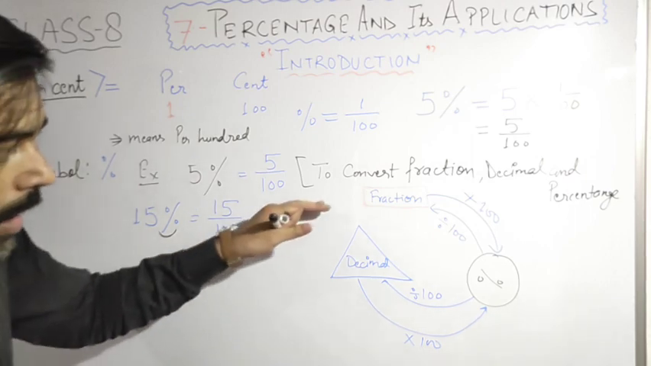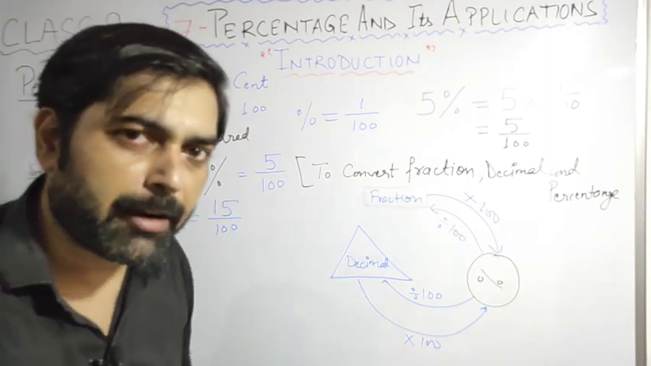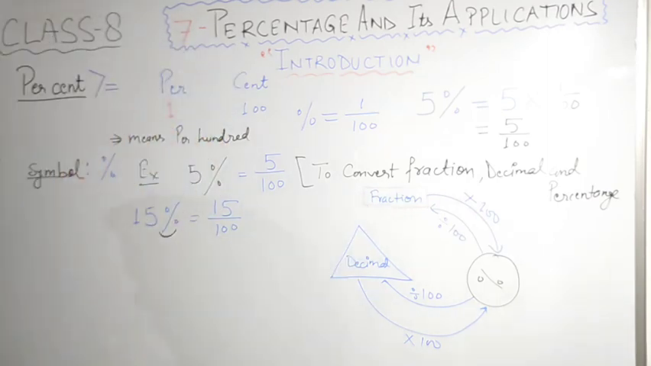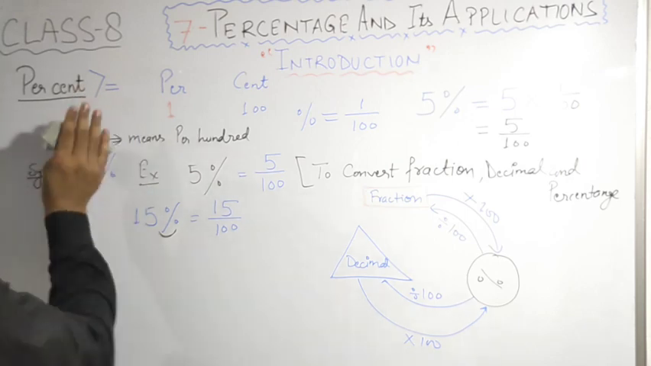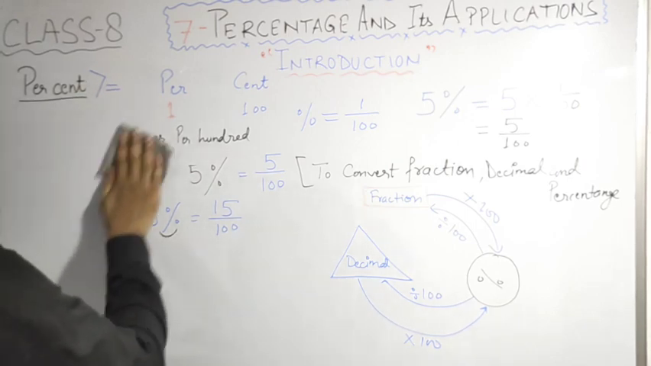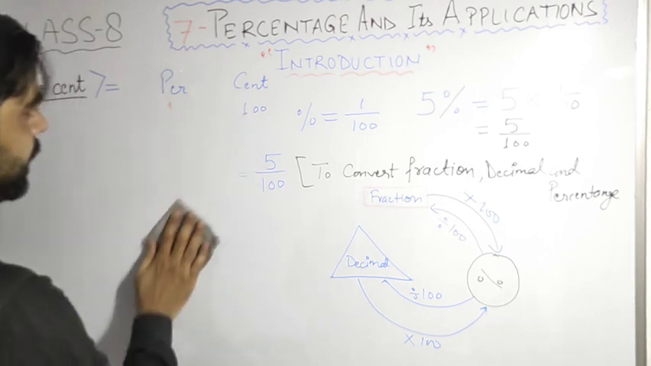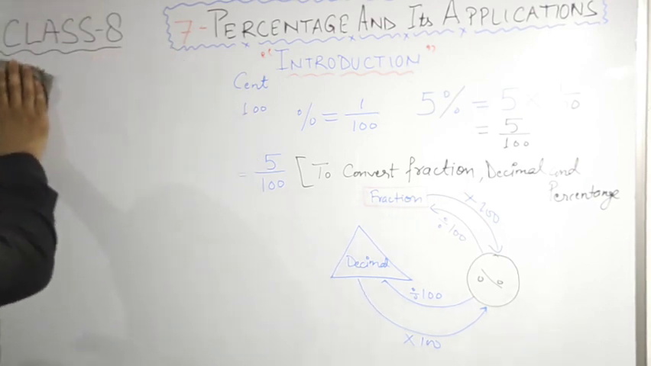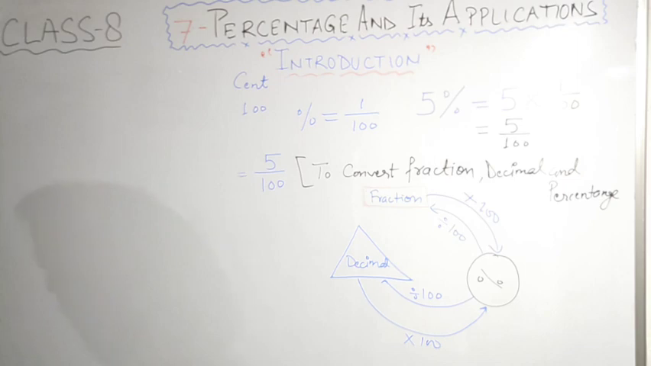Now what will I do? Now we will write the rule in a form. Now we have to write the rule. So how we can convert any things, this rule will be, and now the first rule, how we can convert any percentage to fraction and fraction to percentage.